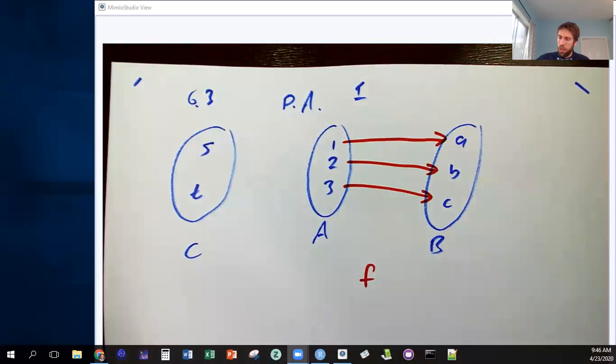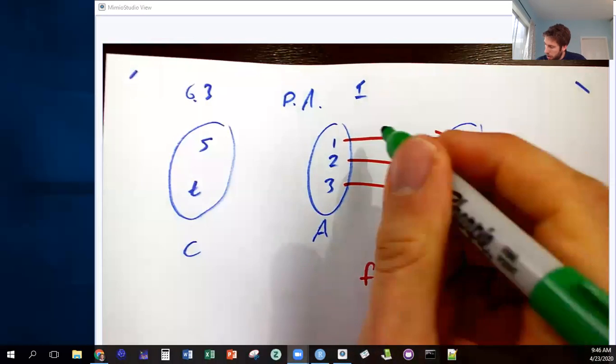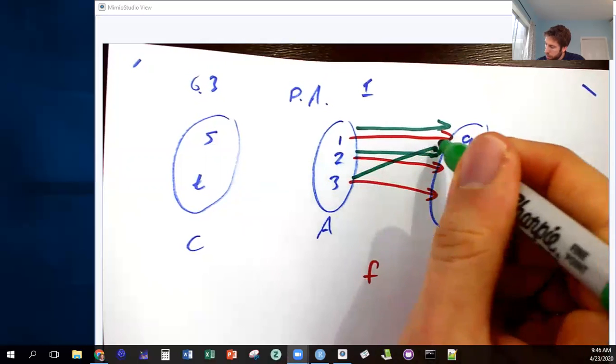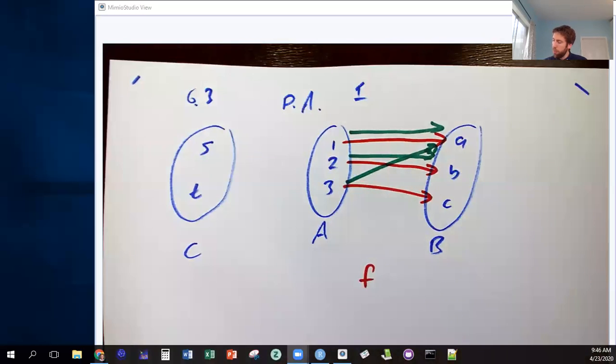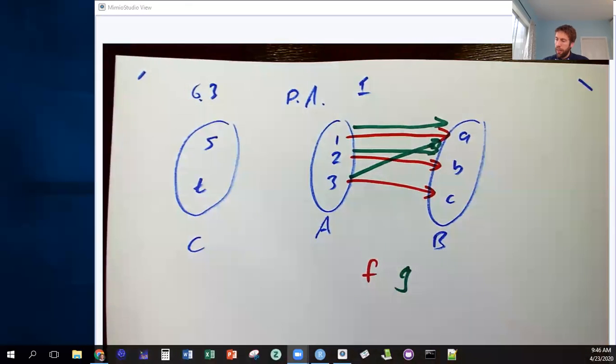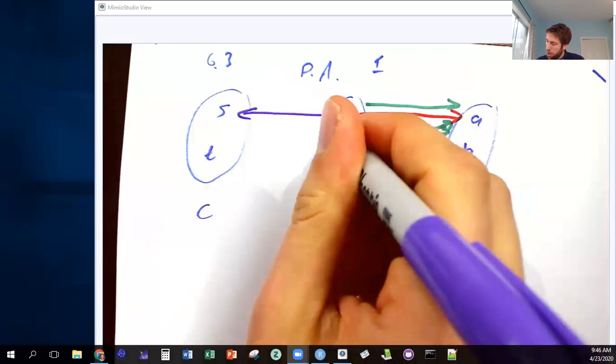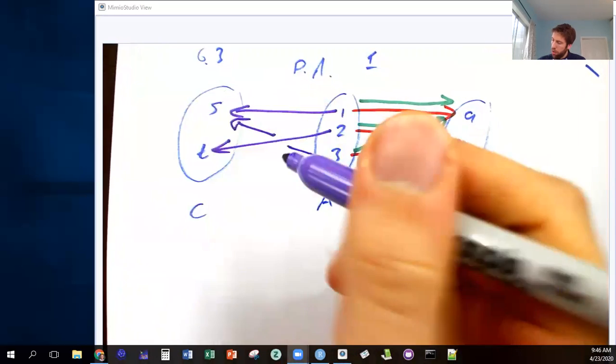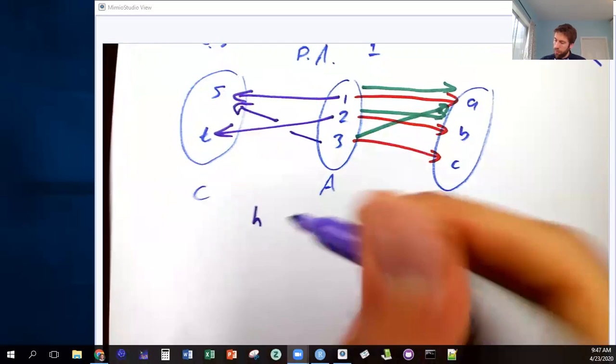And let's see. g goes from 1 to a, 2 to b, 3 to a. Okay. And h goes from 1 to s, 2 to t, and 3 to s. Okay.